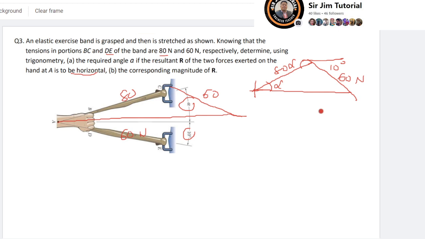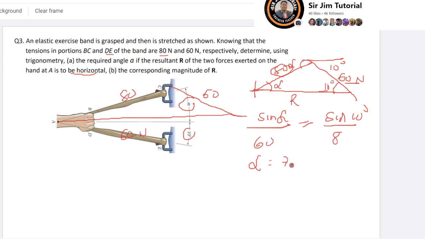So actually by sine law, this is a resultant. This is 10 degrees, this is also 10, right? So by sine law, you can just have sine alpha over the opposite, which is 60, and then sine 10 over the opposite, which is 80. Using your calculator, alpha could be calculated to be 7.48 degrees.